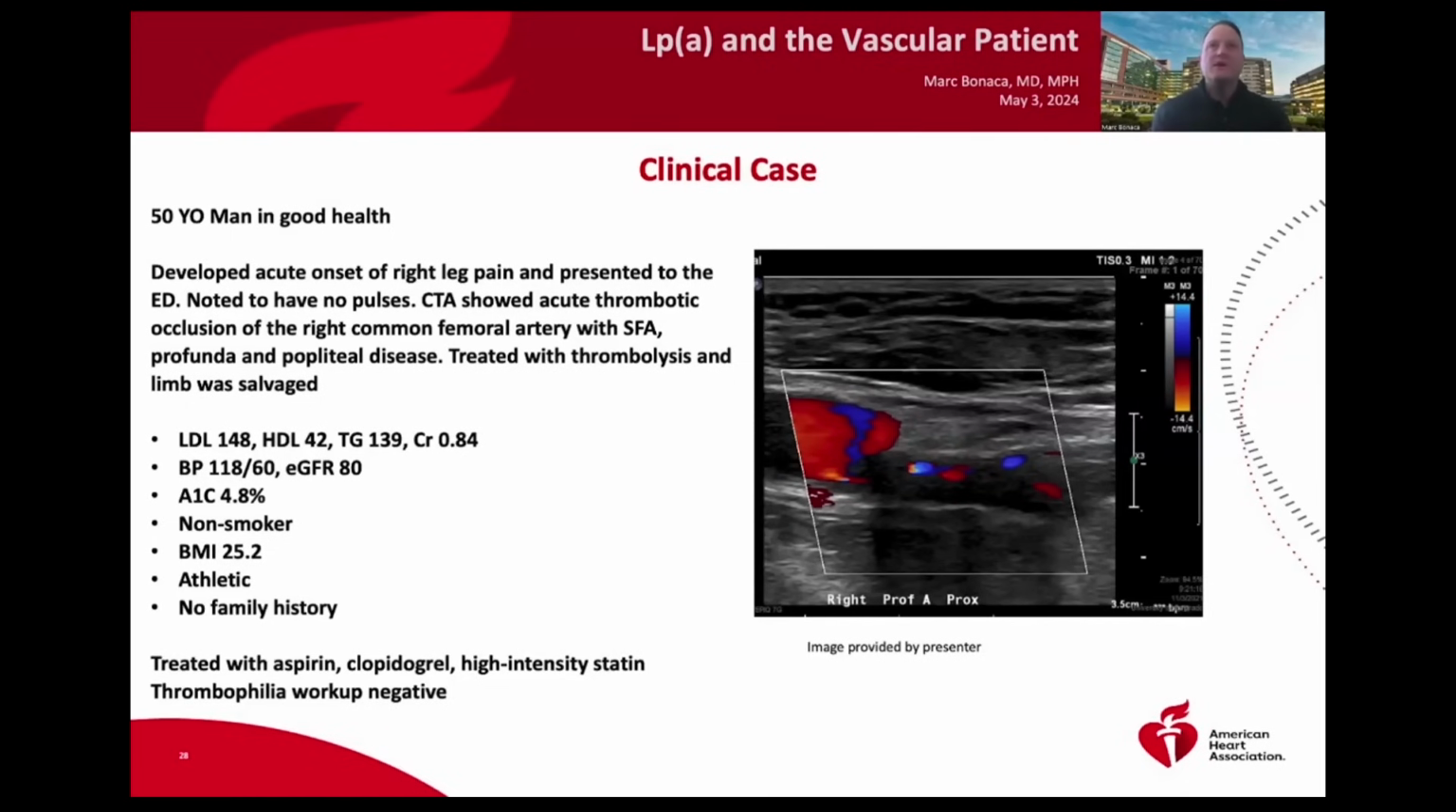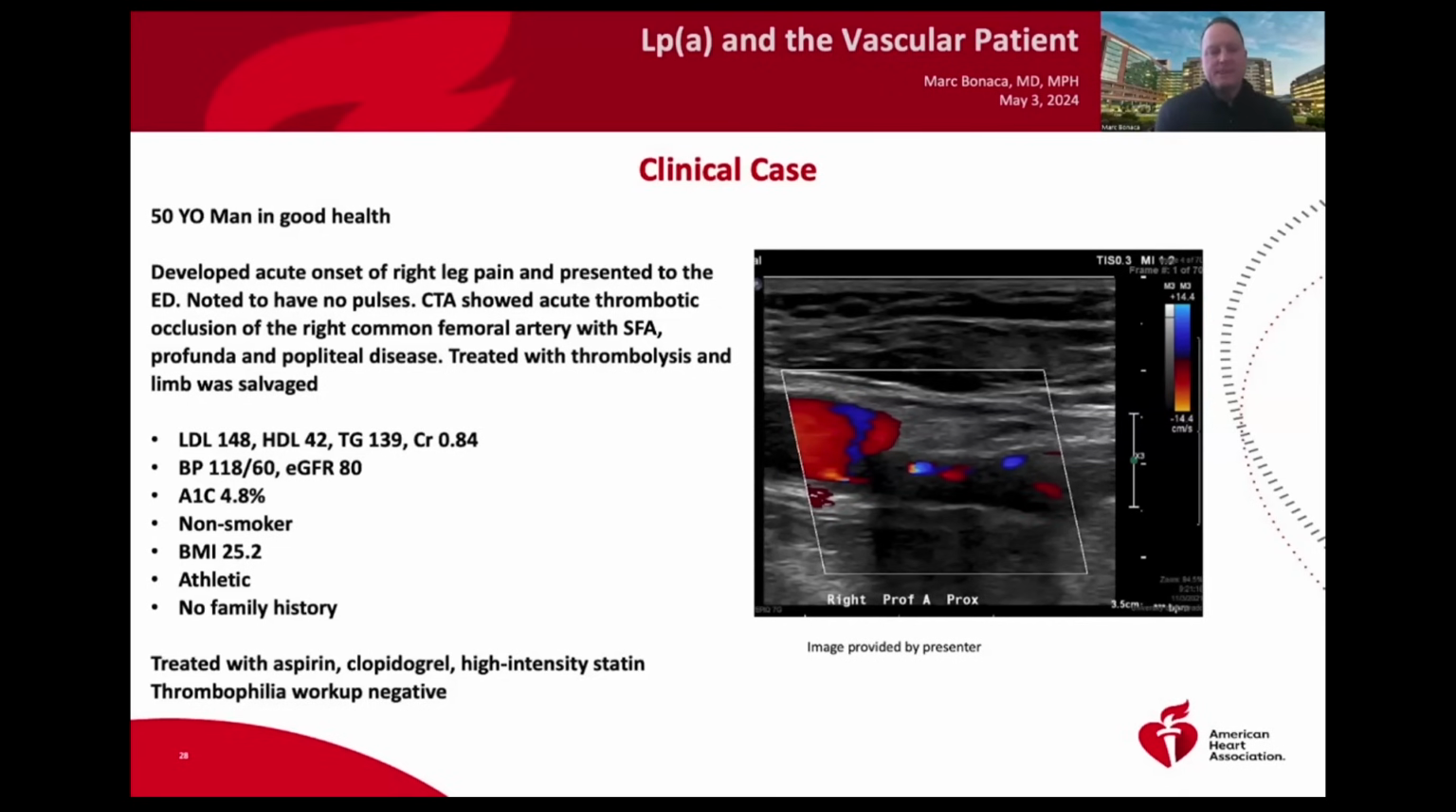So how do we think about this in the context of clinical care? Well, this is a patient that I saw, a 50-year-old man who was really in good health. He came to the emergency room with a cold right leg that was in severe pain. A CT angiogram showed a thrombotic occlusion of the common femoral artery and the superficial femoral artery, profunda, as well as some clot in the popliteal disease. You can see an ultrasound image on the right. He was treated with thrombolysis, and the limb was salvaged.